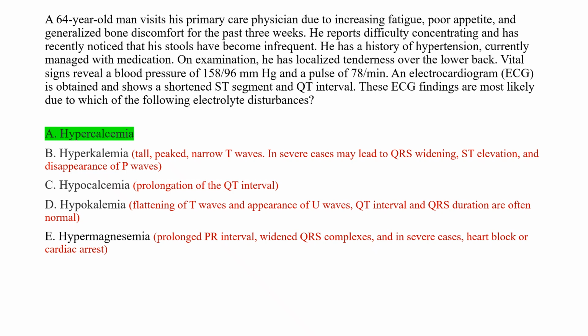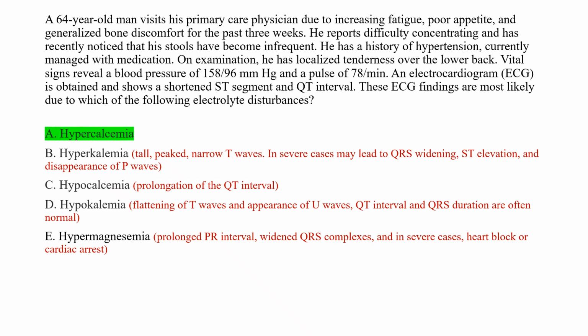Let's have a look at why the other options are incorrect. Option B is incorrect because hyperkalemia leads to tall, peaked, narrow T waves. When hyperkalemia is more severe, it may lead to QRS widening, ST elevation, and disappearance of P waves. And option C is incorrect because hypocalcemia is associated with prolongation of the QT interval.